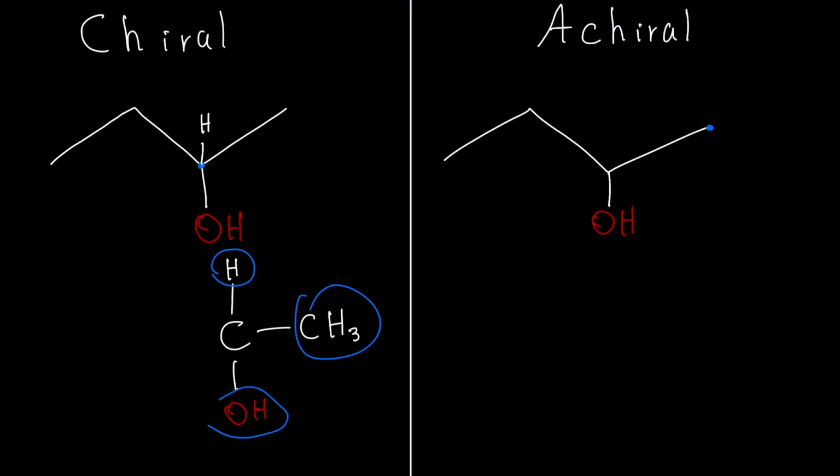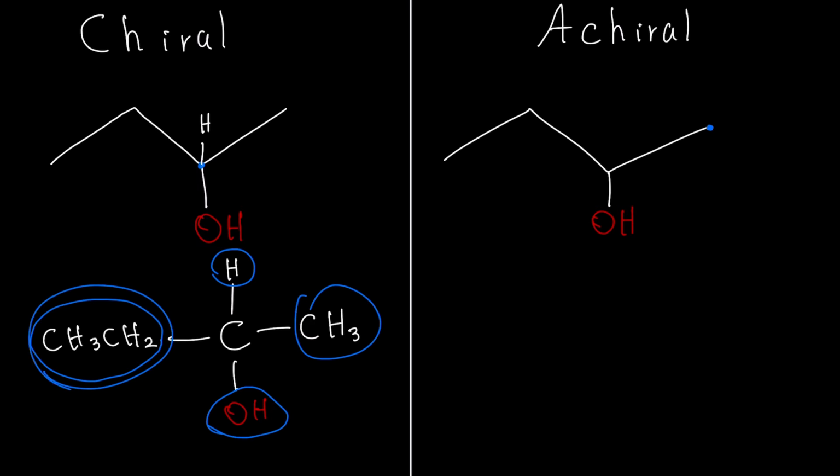Actually, let's just do blue. And then on here we have an ethyl group attached to the carbon. So that is CH3, CH2. So as you can see, these are all of the groups that are attached to this carbon right there. Now, why is this carbon chiral? It's chiral because none of these groups that I have circled are the same. So ethyl is not the same thing as methyl, which is not the same thing as hydrogen, which is not the same thing as hydroxyl. That's why this carbon is chiral.